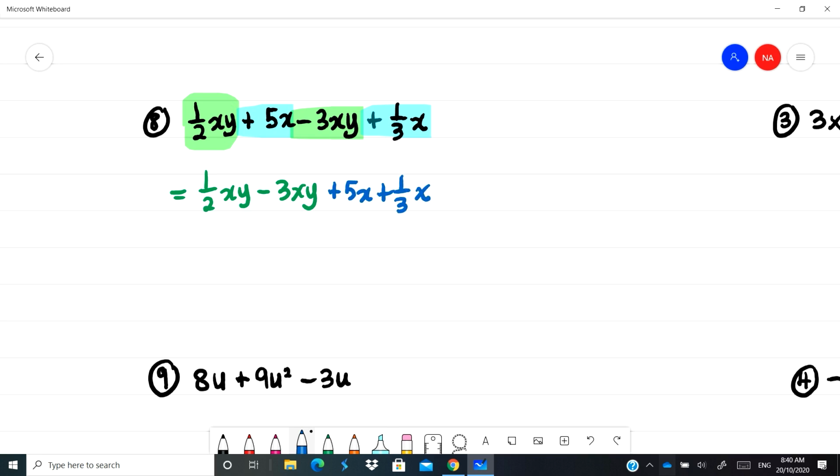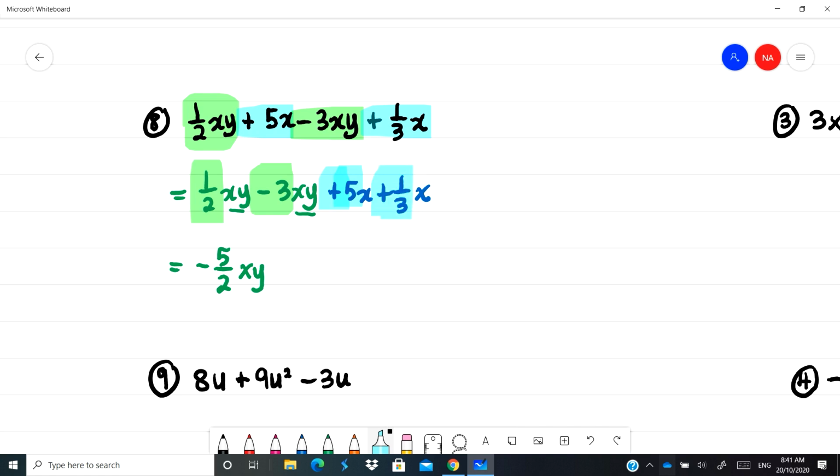Alright, so now we're going to simplify this. To simplify that, we'll just have to add these two numbers. Negative 3 minus 1 over 2, right? 1 over 2 minus 3. So we will get, alright, write it in the form of improper fraction. We will have negative 5 over 2. So the variable is given by xy here. xy.